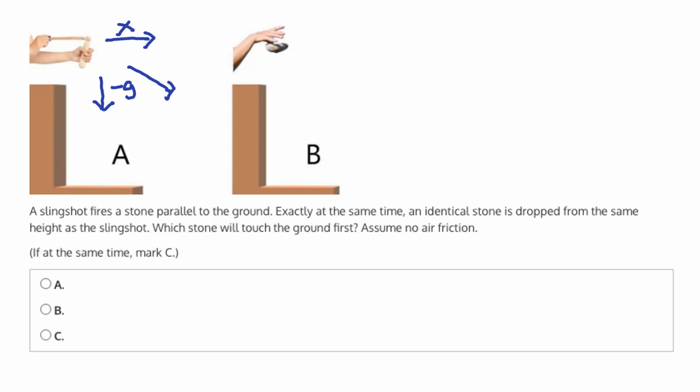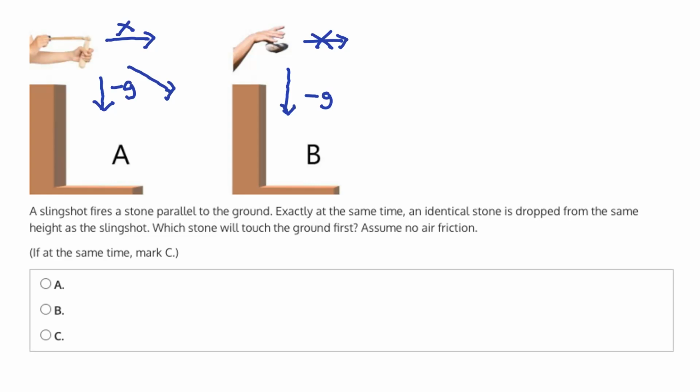So in this case, there's only one force acting upon the stone, which is the force of gravity. So again, negative G. And there are no other forces acting on the stone. So unlike the slingshot, which is given an X or a horizontal component by virtue of the tension of this rubber band, in this case, this is the only force. There will be no X component.